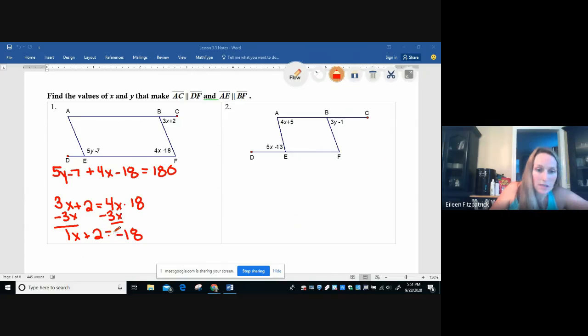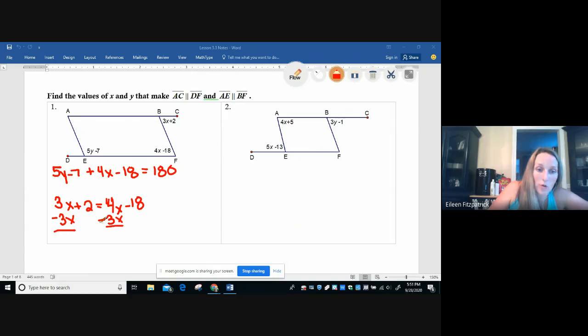And then, that's not right. What did I miss here? 3x plus 2 minus, moved it to the wrong side. Oh my goodness, guys. I think I've been doing math way too long today. Let's try that again. I wrote the wrong thing underneath. I don't know if you guys caught that. It's 4x minus 18. Okay, so let's subtract the 3x from both sides.